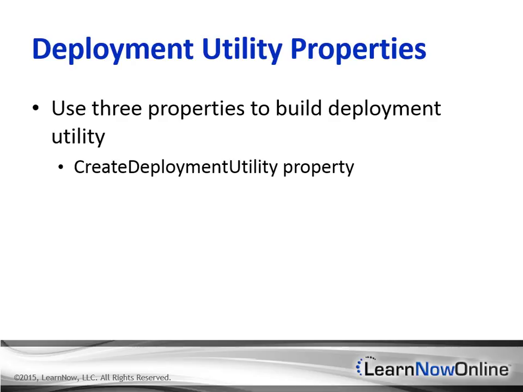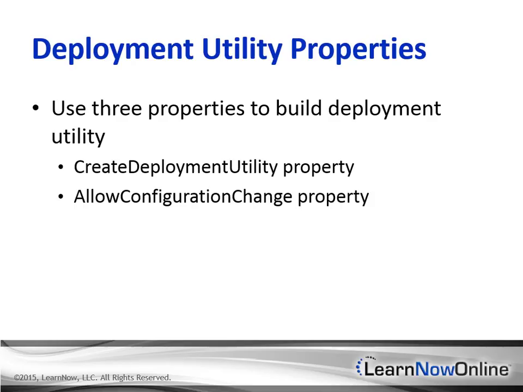SQL Server Data Tools uses this property to determine whether it creates a deployment utility when it builds a package. The default value is false. That's why you don't get a deployment utility every time you create a new package. In most cases, all you need to do to create a utility is to set this property to true and leave the other properties set to their default values. But you have more flexibility than that.